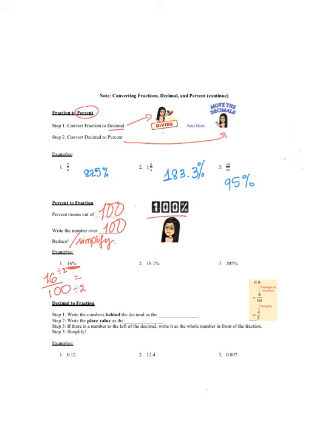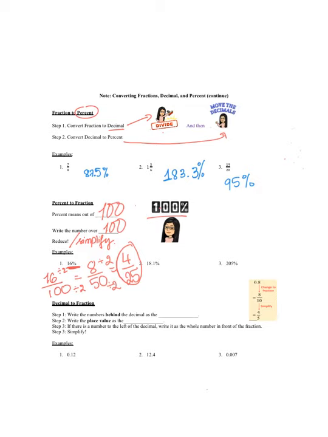So 16 divided by 2, I got 8. 100 divided by 2, I got 50. However, 8 and 50 can still divide more by 2. And by 2, I got 4 out of 25. That's the final answer. 16% means 4 out of 25.